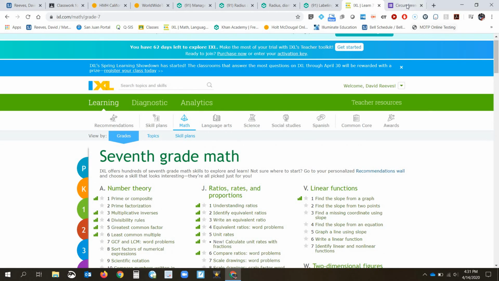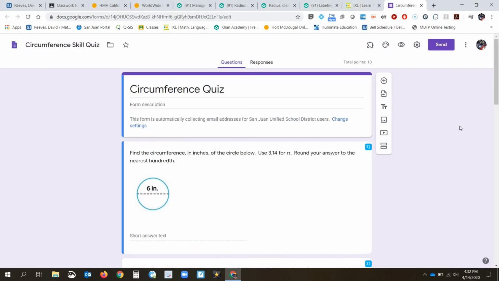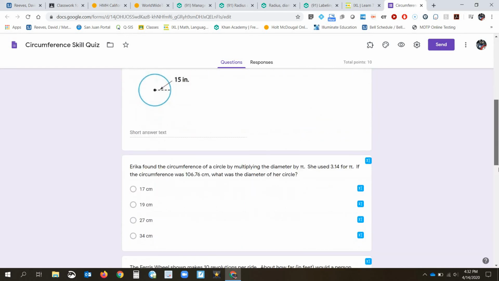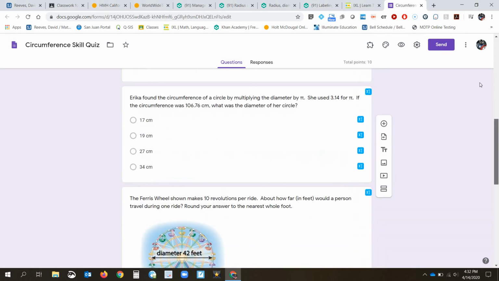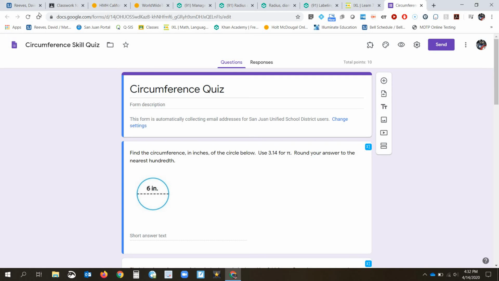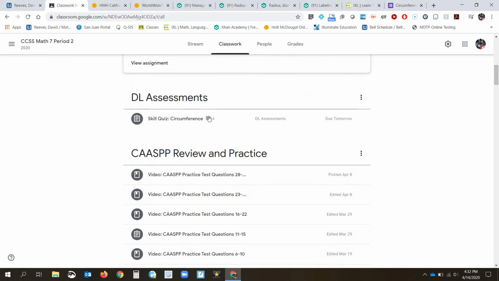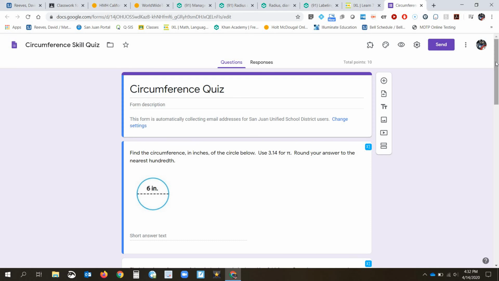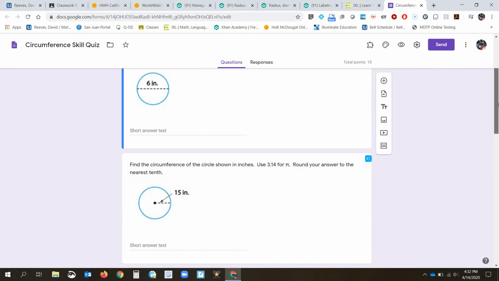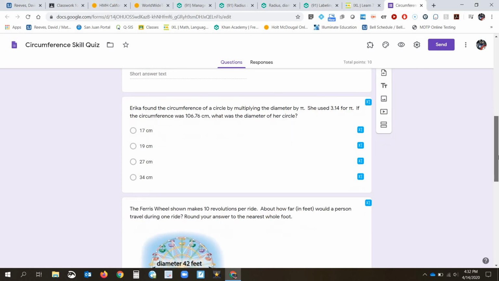All right. Well, one last thing. At the end of the lesson, after they've worked through all that practice, then there will be the skill quiz. So this is the first skill quiz that I created. This is what they look like. These skill quizzes will be found again, I will post them in Google Classroom. If we go back to Google Classroom, you'll see right here we have DL assessment. So what I'm on right now is this skill quiz right here. All right. So at the end of every lesson, I will have a skill quiz, and these problems are going to be based on what they've done.